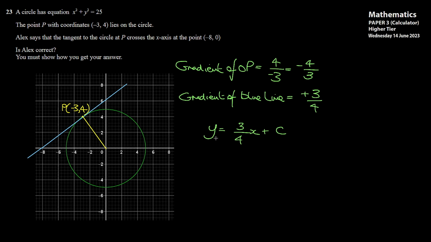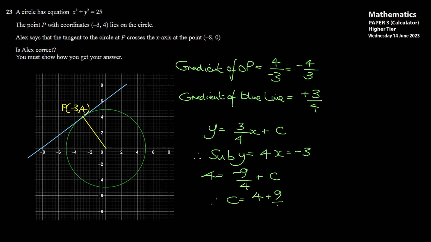And the good news is that we know a coordinate on that line, which is (-3, 4). So if we put in negative 3, 4 as x and y values, we will solve for c. So therefore sub. And we get that 4 is equal to, and x being negative 3, I get negative 9 over 4 plus c. So therefore c is equal to 4 plus 9 over 4, which is equal to 25 over 4.